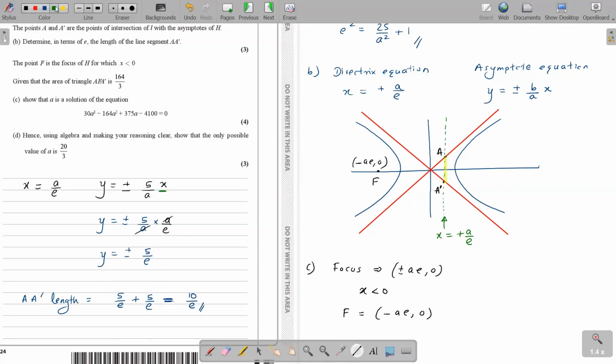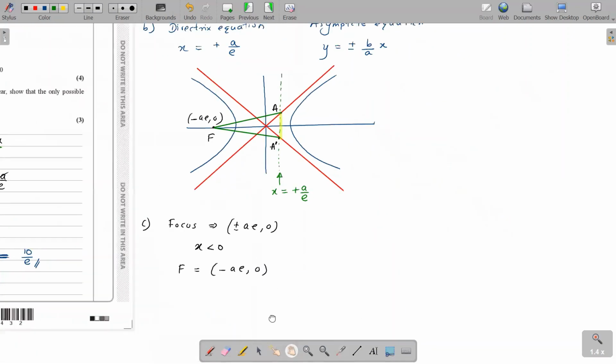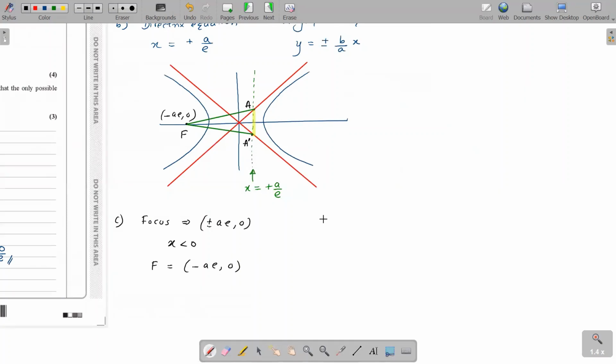Focus F is inside. Now, let me draw. They are asking you to do what? They've given that the area of triangle AFA dash is 164/3. Show that A is a solution of this particular equation. So shall we try to get the area of this particular triangle? How do I get the area? Half into base into height. Can I know what is the base and what is the height? Base is the A dash distance, which is 10/E, what we found in part B.